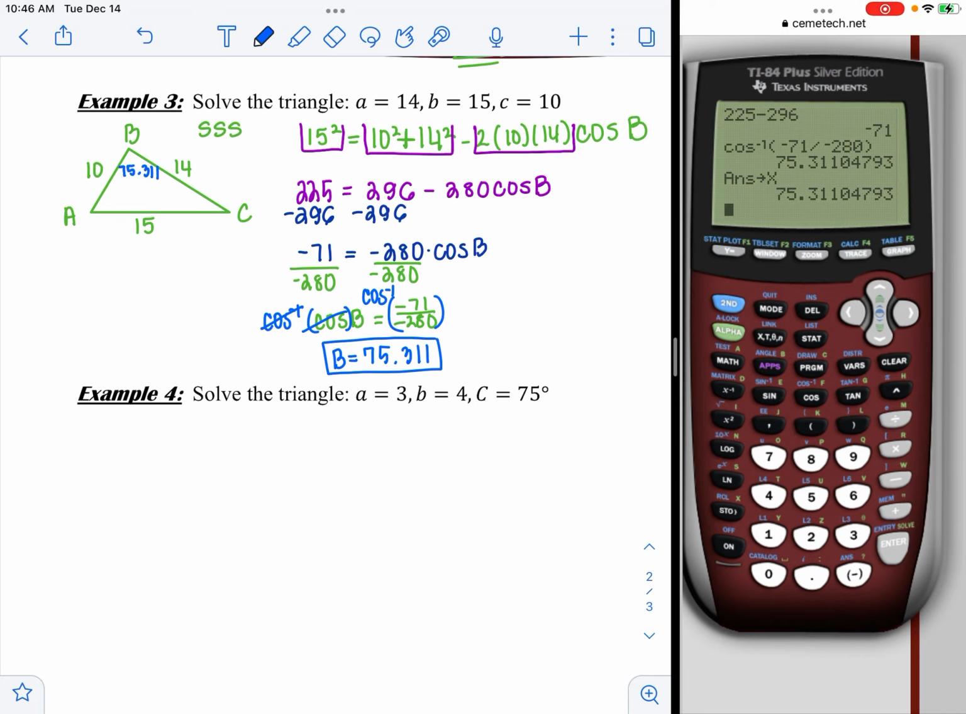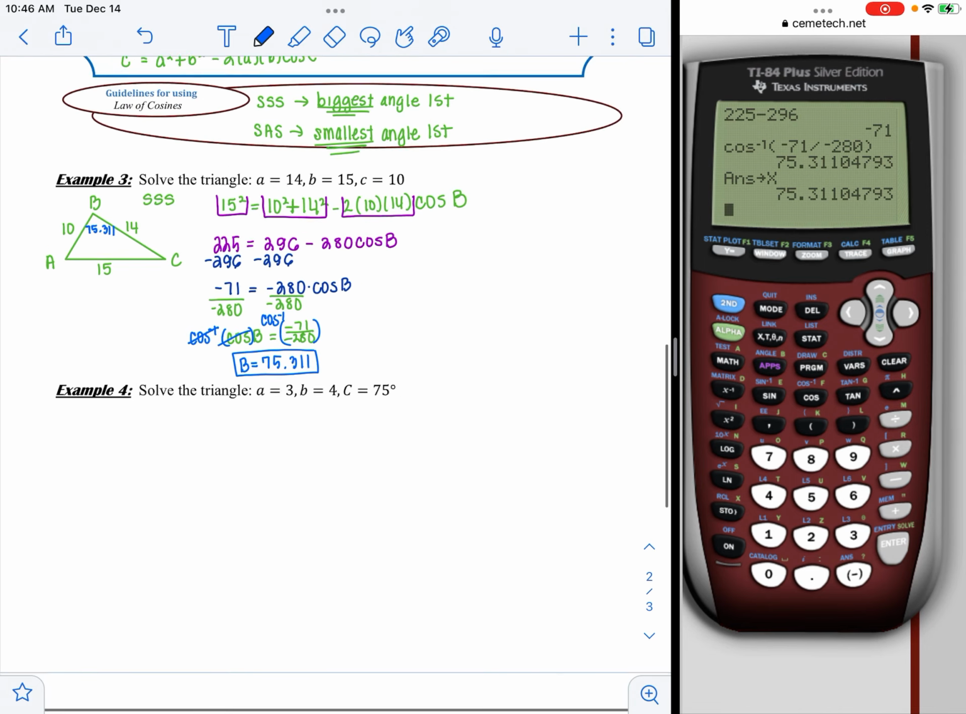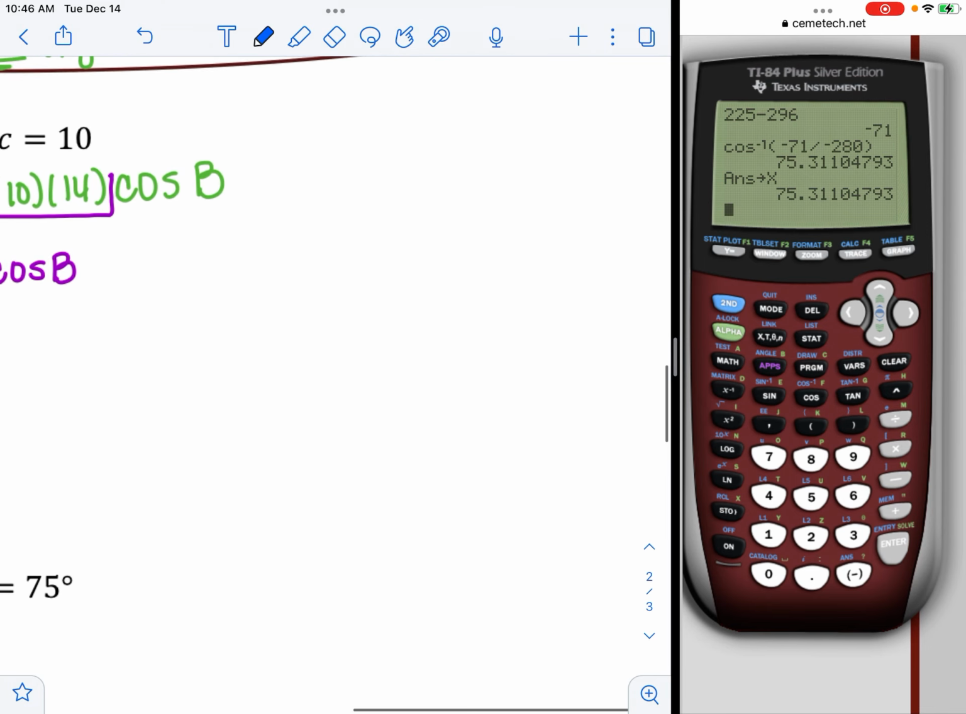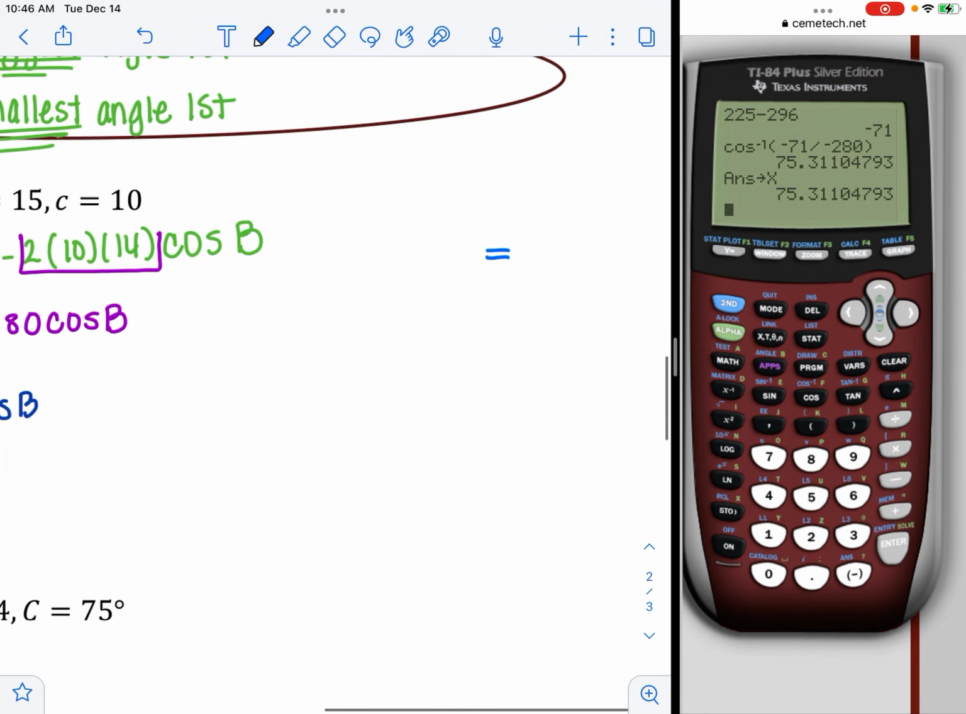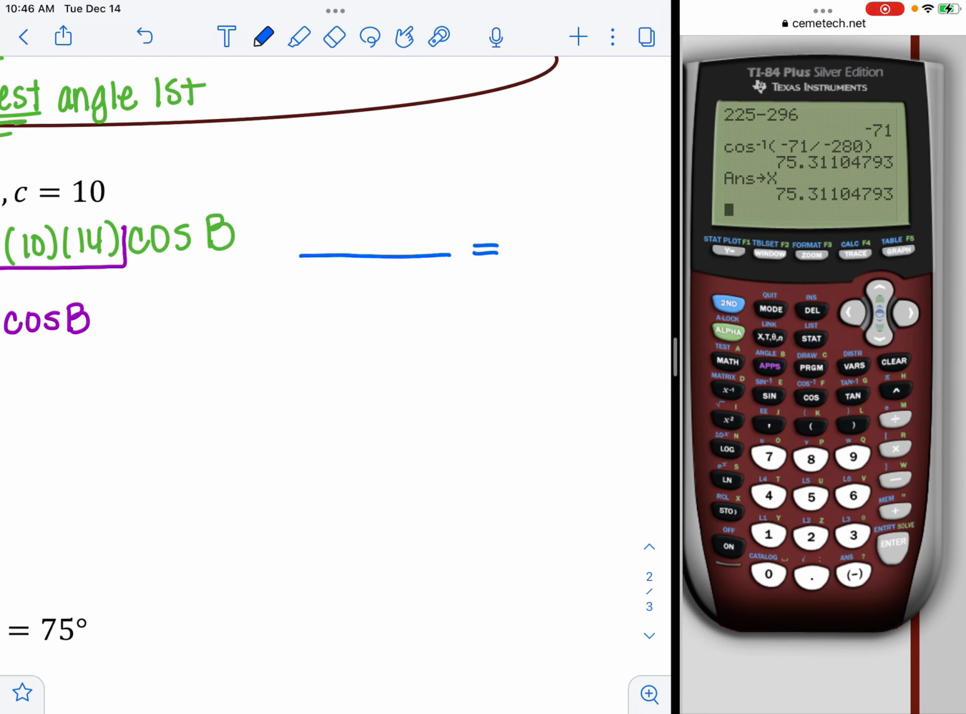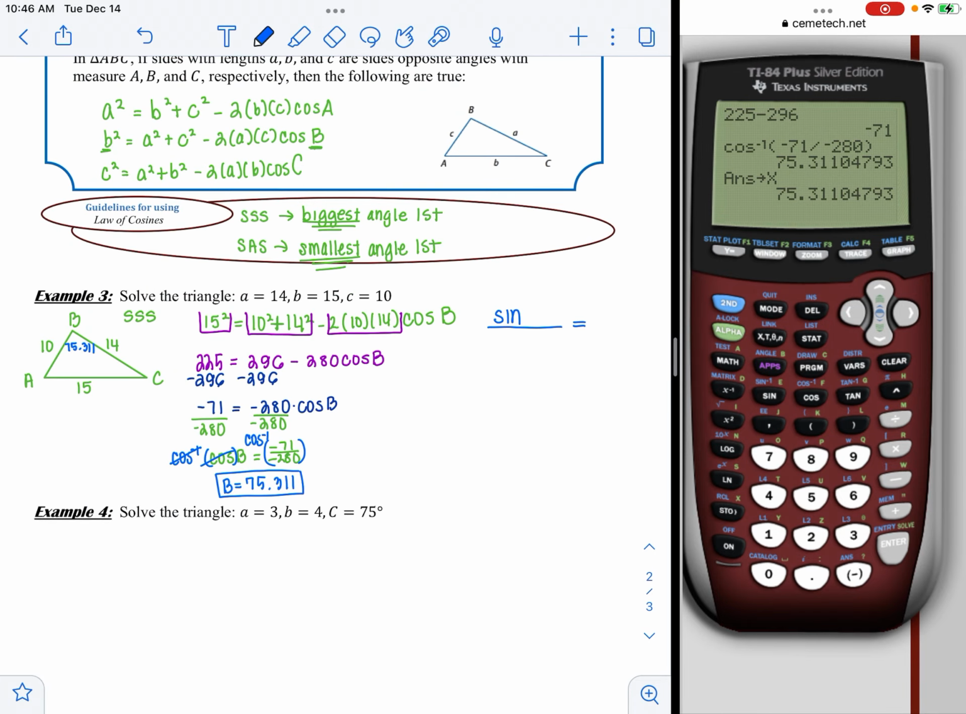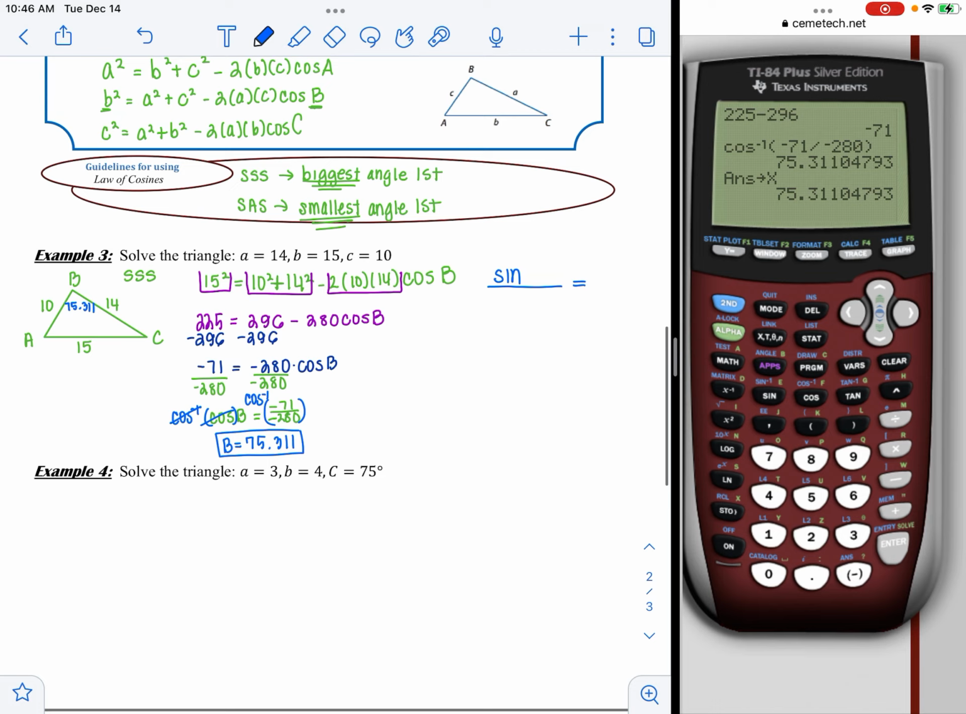All right, now we have to pick another angle to find. We can do angle A or angle C. I'm going to do angle A next, just because I feel like it. And I'm going to switch to the law of sines. If you look at how much work the law of cosines is, I'd rather do the law of sines. I'm going to start with the ratio that I do know. So I'm going to do sine of angle B, so this angle over this.